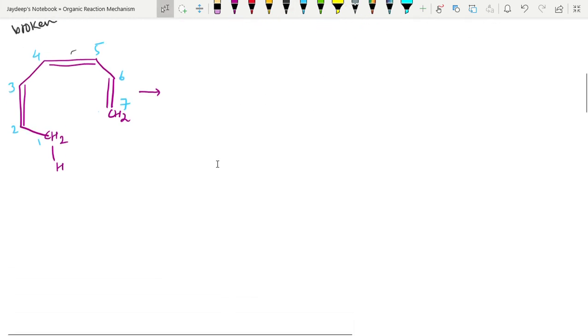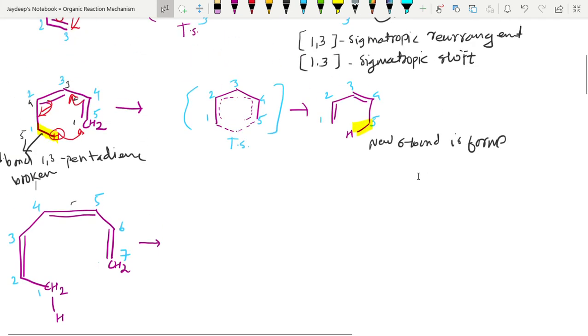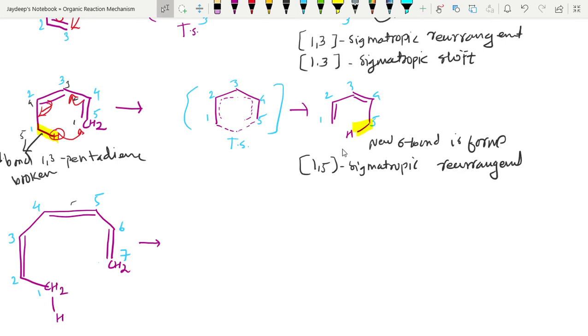Now let us consider the last example. In this case the hydrogen which is at position 1 is migrated to the 5 position. So this type of reaction is considered a 1,5 sigmatropic rearrangement, or a 1,5 sigmatropic hydrogen shift.